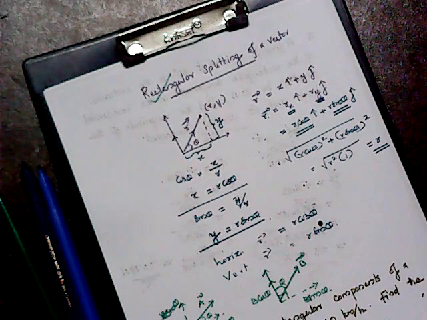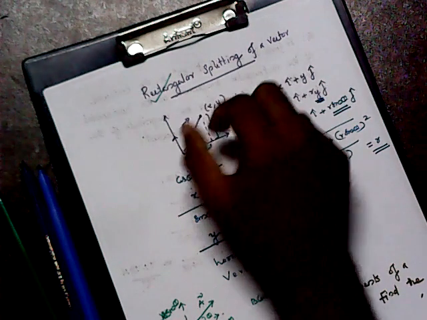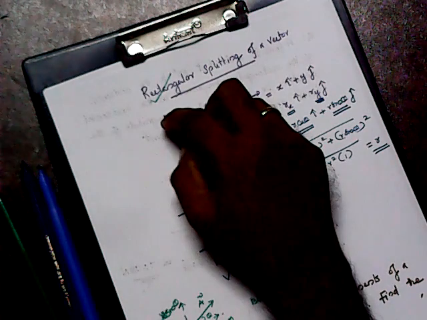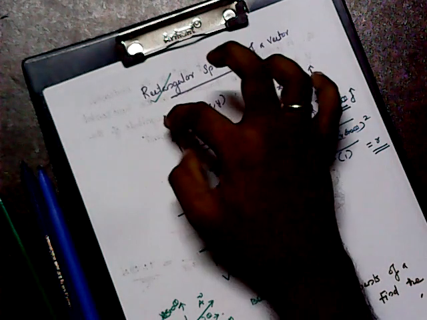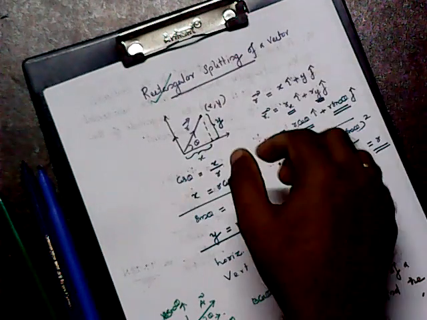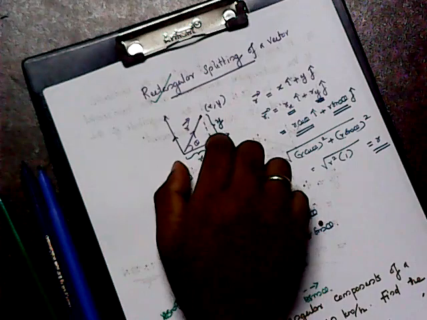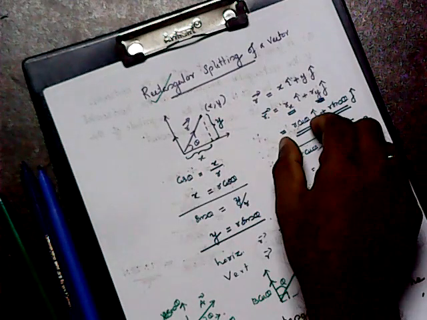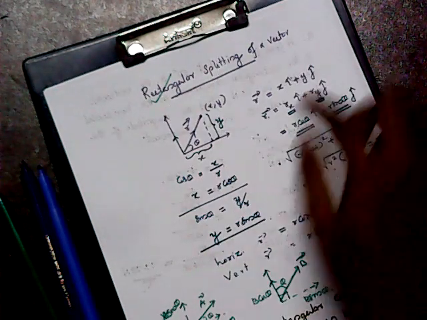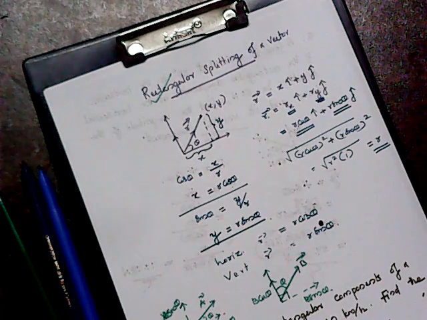Then we just think about what we mean by rectangular splitting. So here R is split into two components, one along horizontal and another along vertical. So the horizontal component is R cos theta, and the vertical component is R sin theta.